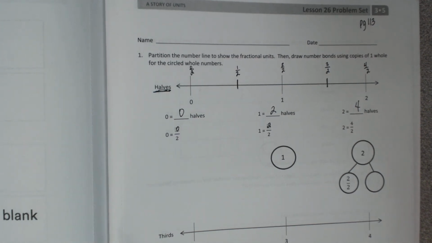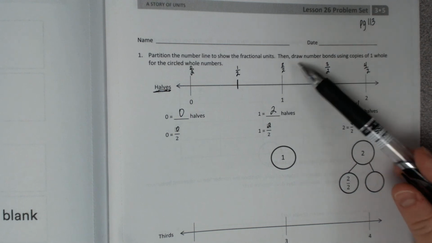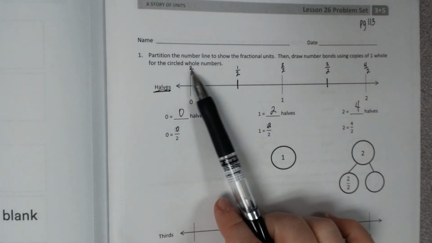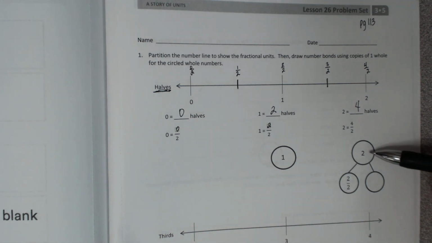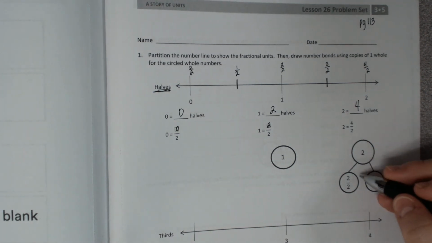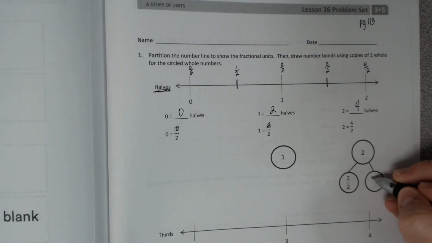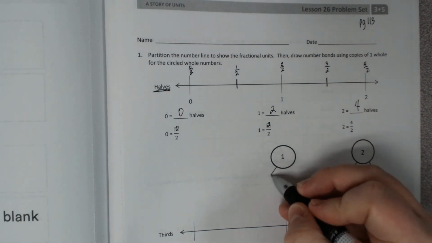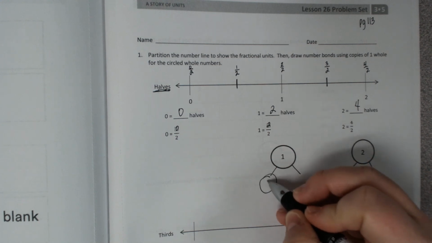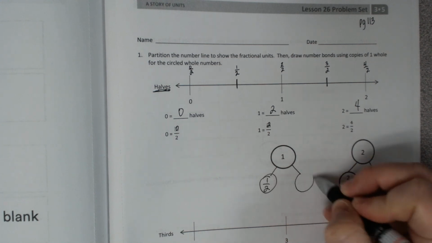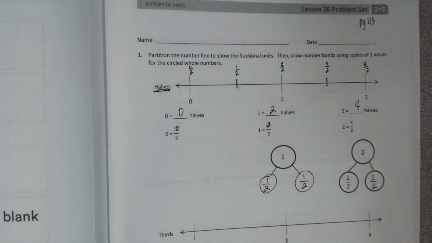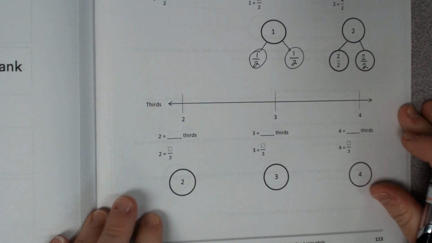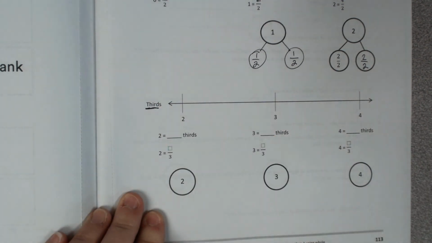All right, and then draw number bonds using copies of one whole for the circled whole numbers. So 2 would be 2 halves. Finish that one out. 1 would be 1 half. All right, let's look at the next one. Here it's asking me to break this up into thirds.